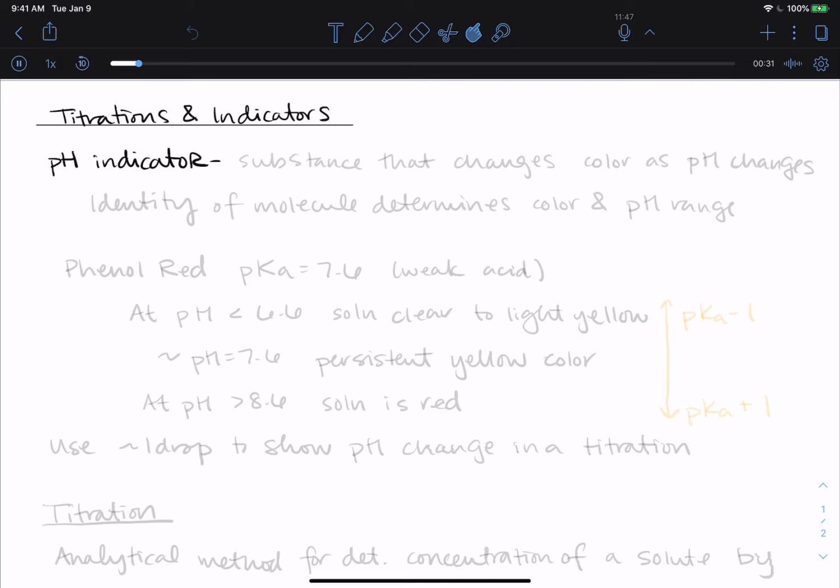First, by just starting out with what a pH indicator is: it is a substance that changes color as its pH changes. And we use this to determine when we've hit the end of a titration. The specific identity of the molecule determines its color and its useful pH range.